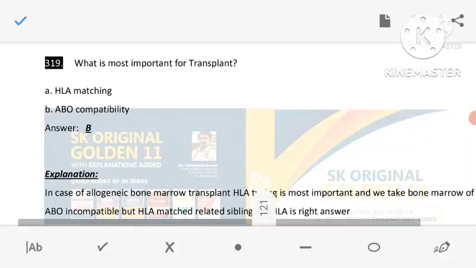Next, point number 319, what is the most important for the transplant? Again it is a controversial MCQ, but I am with HLA matching. Most important for the transplant is HLA matching. I am with HLA matching.